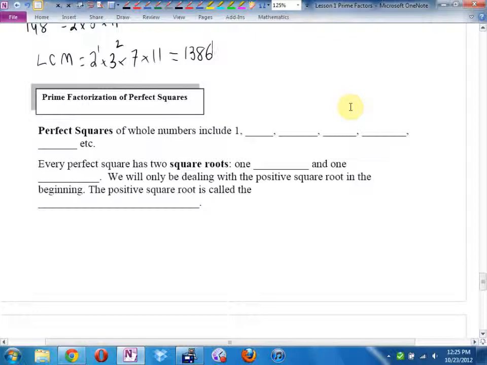Perfect squares. Perfect squares of whole numbers include 1. What are the perfect squares? 1 times 1 is 1. What's the next perfect square? I'll give you a hint. It's 2 times 2. 4. 9. 16. What's next? 25. What's next? 36. What's next? 49. Then 64. Then 81. Then 100. Then 121. Then 144. You should know those.